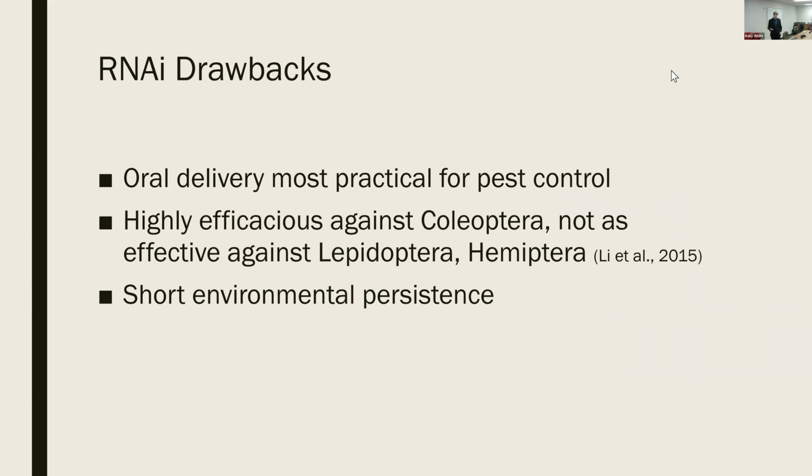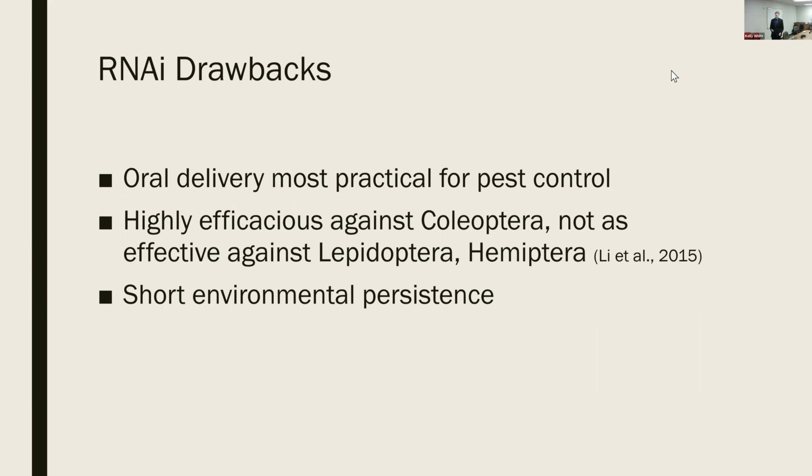There are a number of other drawbacks to the use of RNAi for insect pest management. One of these is the fact that oral delivery is the most practical way to utilize these for pest control. So as a result, the most effective way to introduce these products to the insects will be through genetically modified crops, because broadcast spraying will likely be less effective due to the inability to utilize contact applications like we see in a lot of insecticidal products.